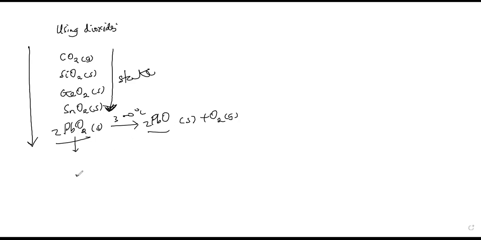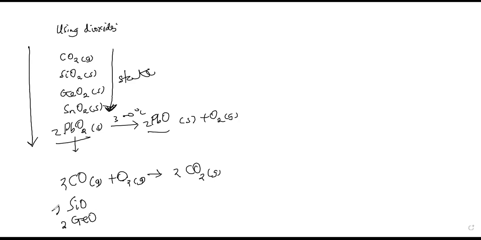But now when you consider the monoxide of carbon, that is carbon monoxide, it exists and is oxidized to form the more stable carbon dioxide. Silicon two oxide, that is SiO, and germanium two oxide, that is GeO, are unstable and undergo disproportionation to form silicon and germanium and the stable dioxides of the elements.